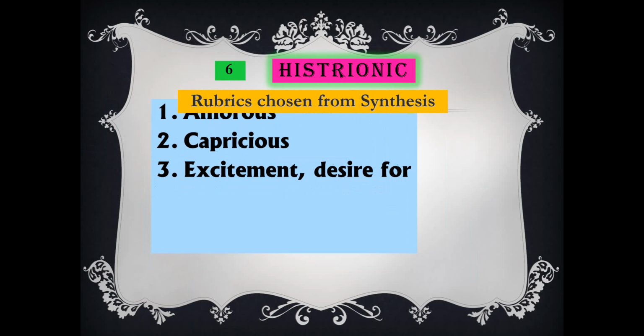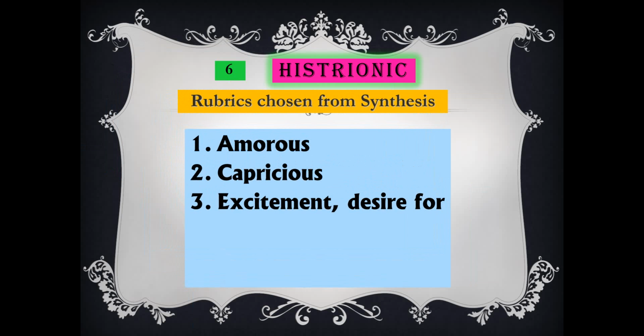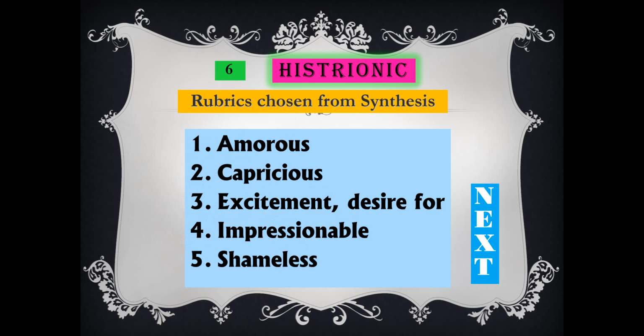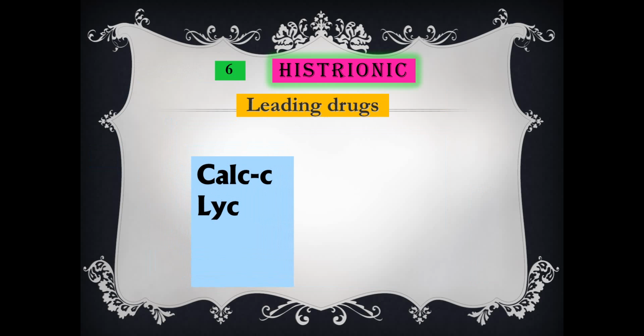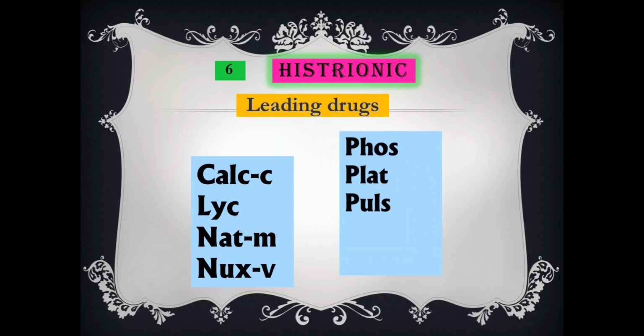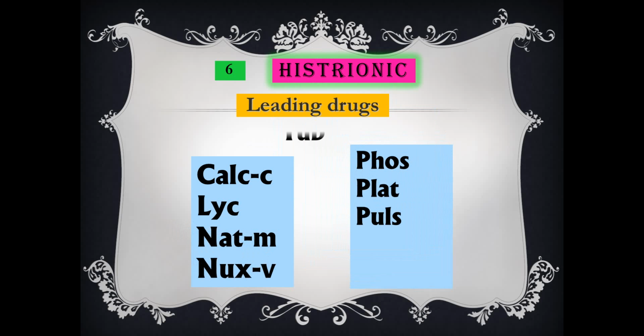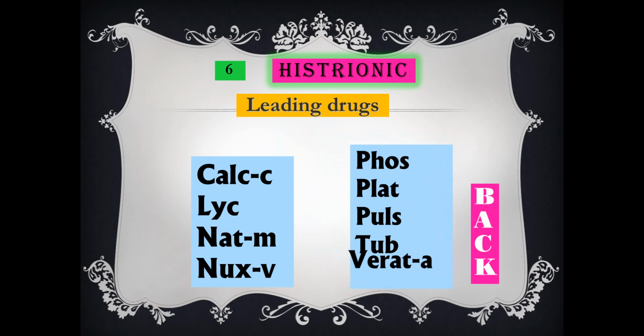Now, rubrics. Nature wants to draw attention, because it is a thunderstorm, no? And amorous, which is called capricious. Capricious is also eccentric in nature. Excitement, desire for, then impressionable, shameless, because exposure is basically, shameless is the comparable word here. You can choose your own rubrics here and find the drugs. Here we have calcarea carb, lycopodium, natrum mur, nux vomica, then phosphorus, platina, pulsatilla, and tuberculinum also has a heightened score on this, and veratrum album. So these are the drugs.